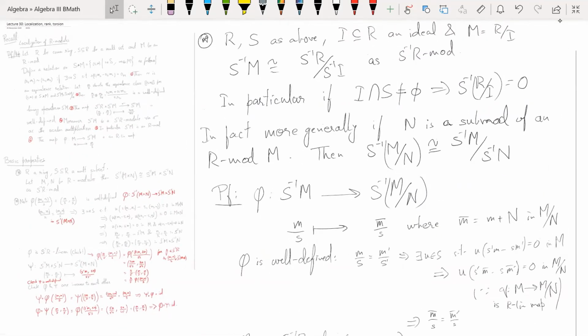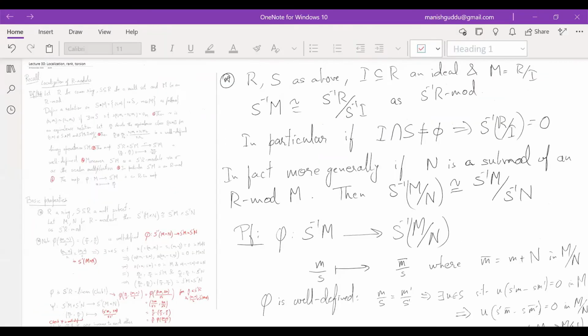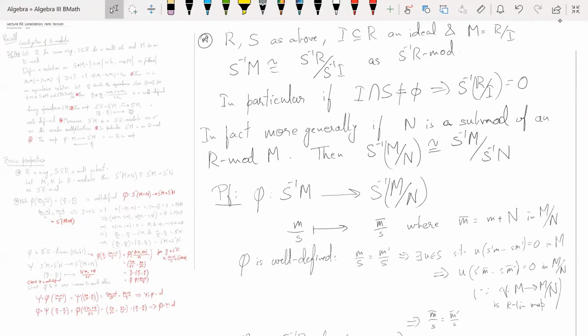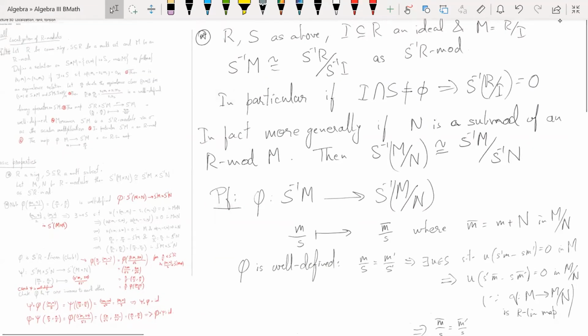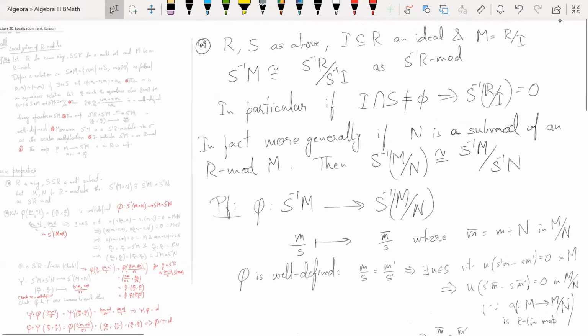Any questions? Is there any sort of universal property for this localization? Yes, there is a universal property as well. Let me prove one more property, and then I'll tell you something about the universal property. So after this one, maybe I'll tell you what the universal property of localization is. Okay, thank you.